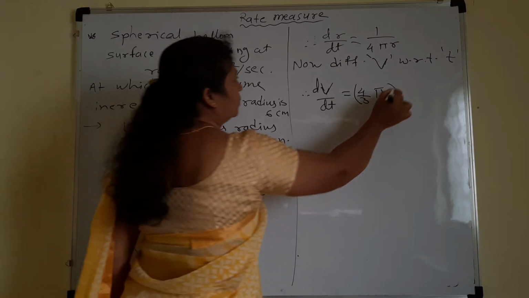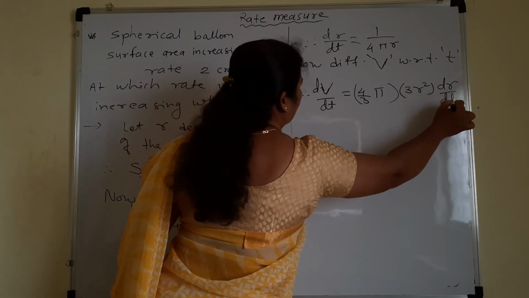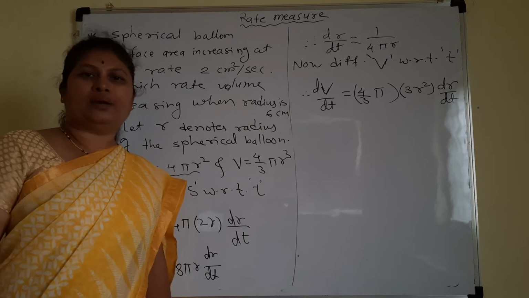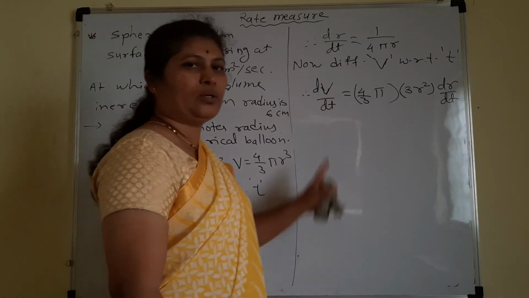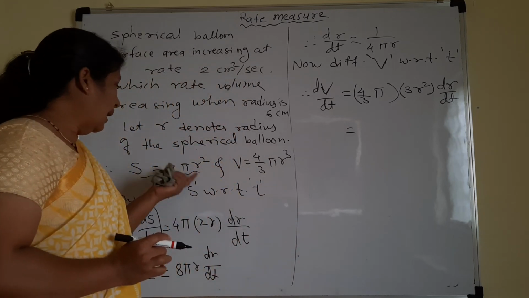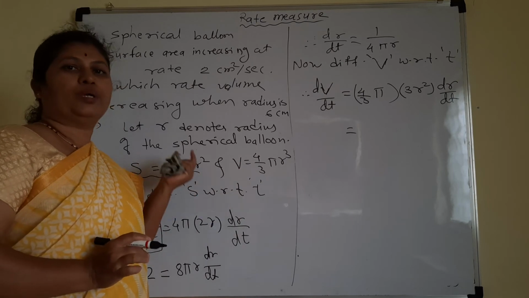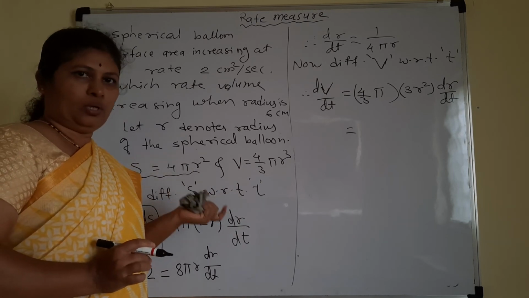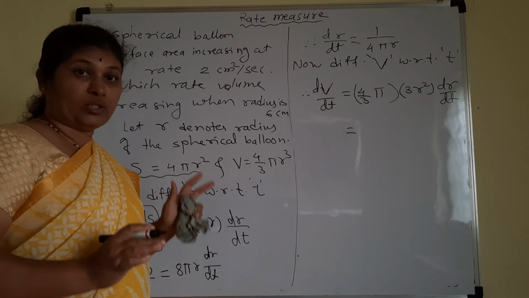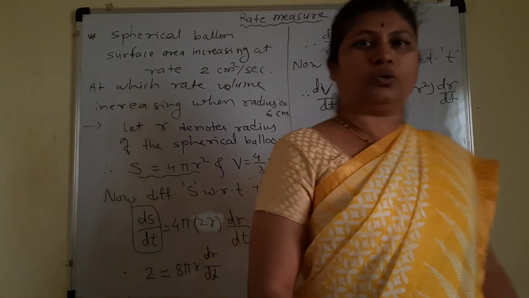Derivative of r cube is 3r square into dr/dt. Remember, we are differentiating with respect to time, so r is also variable. What are the variable terms? All of those should be differentiated with respect to time t. Here S, V, r are variable things, so I should differentiate each variable with respect to time.